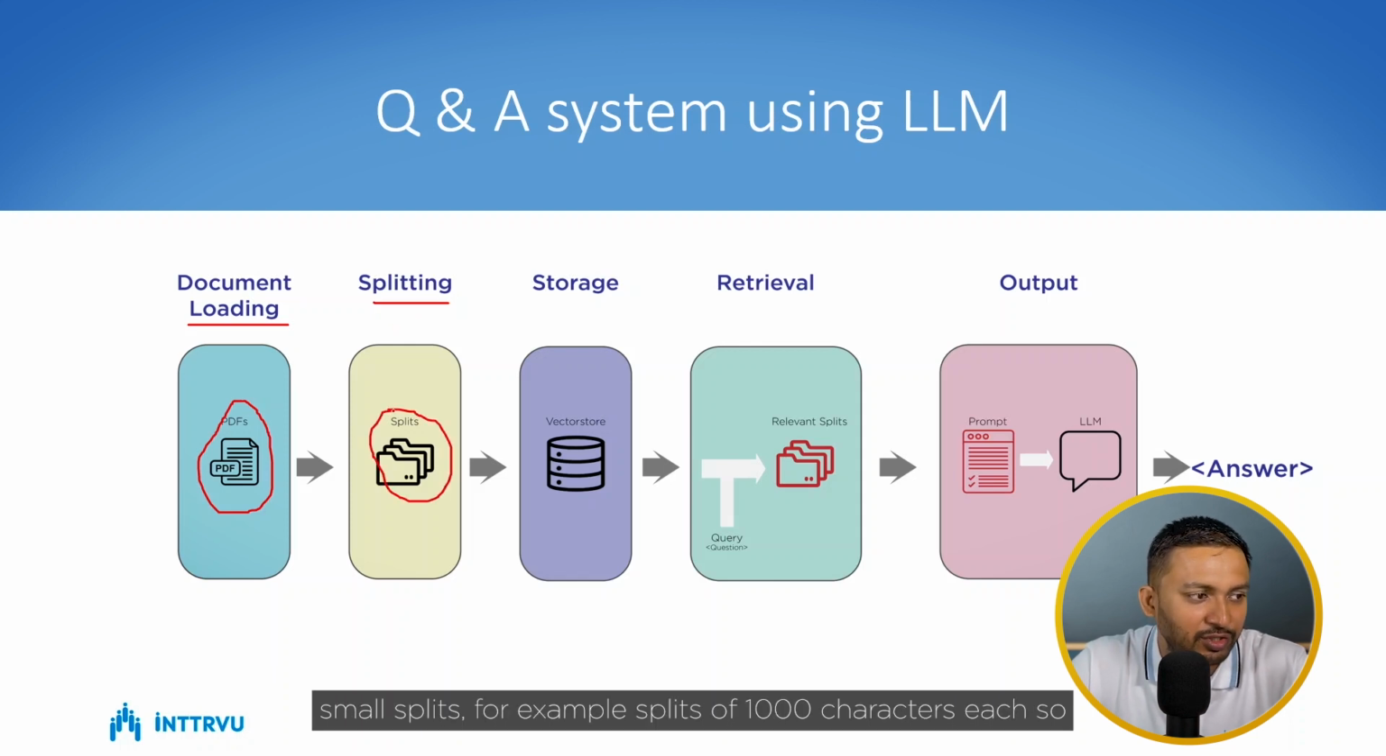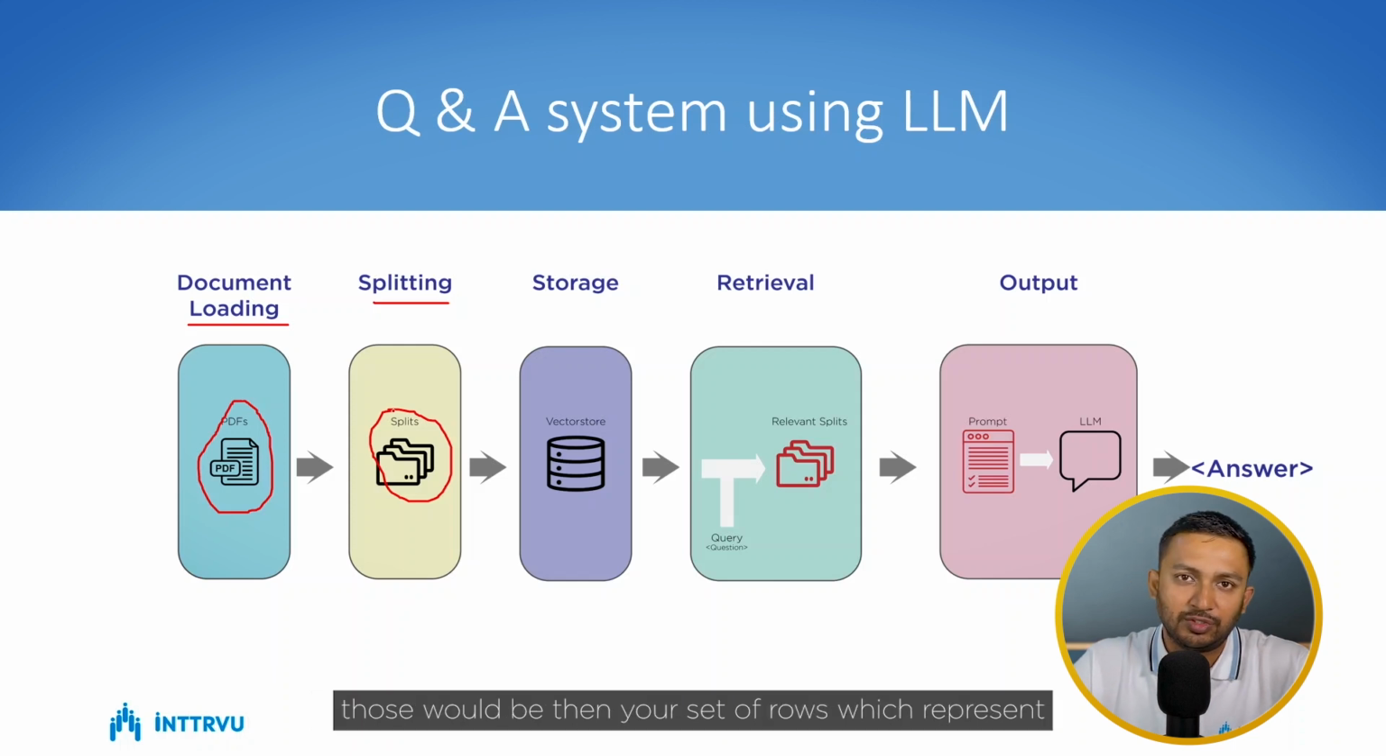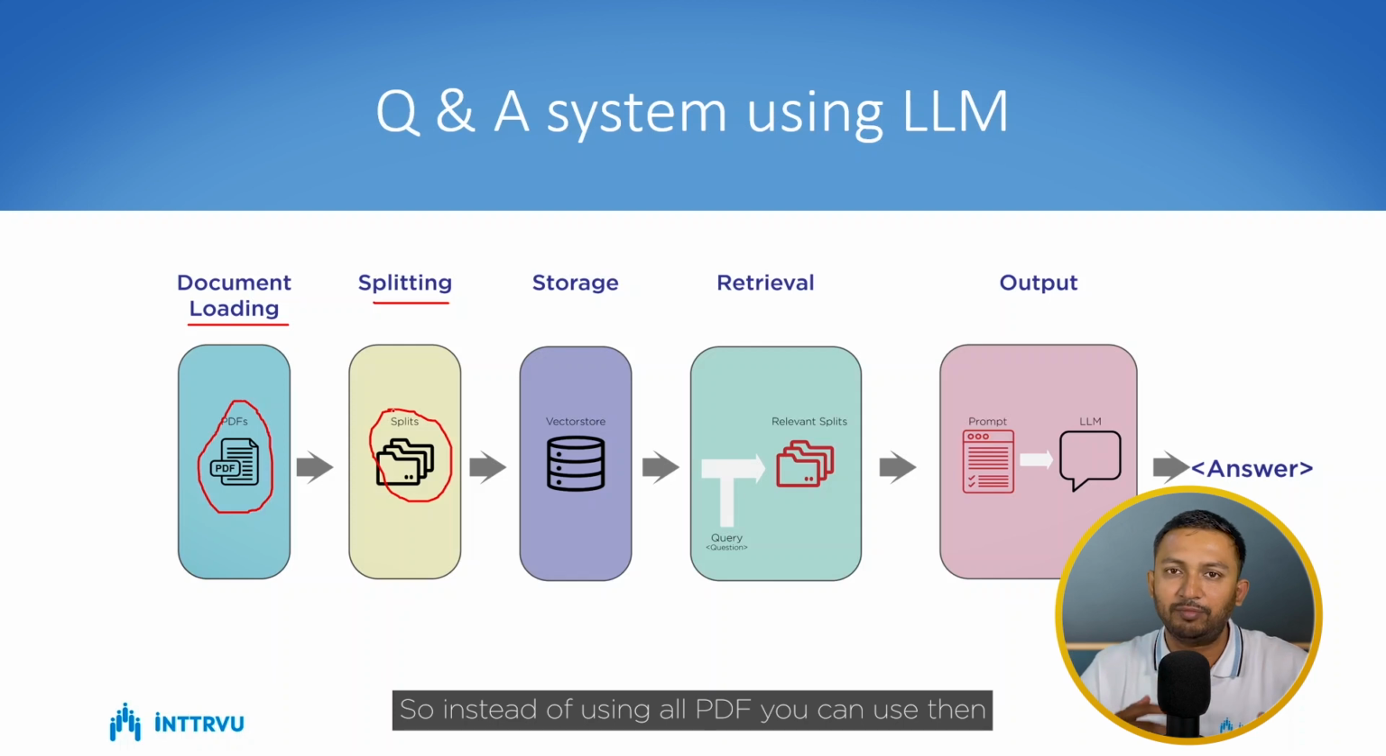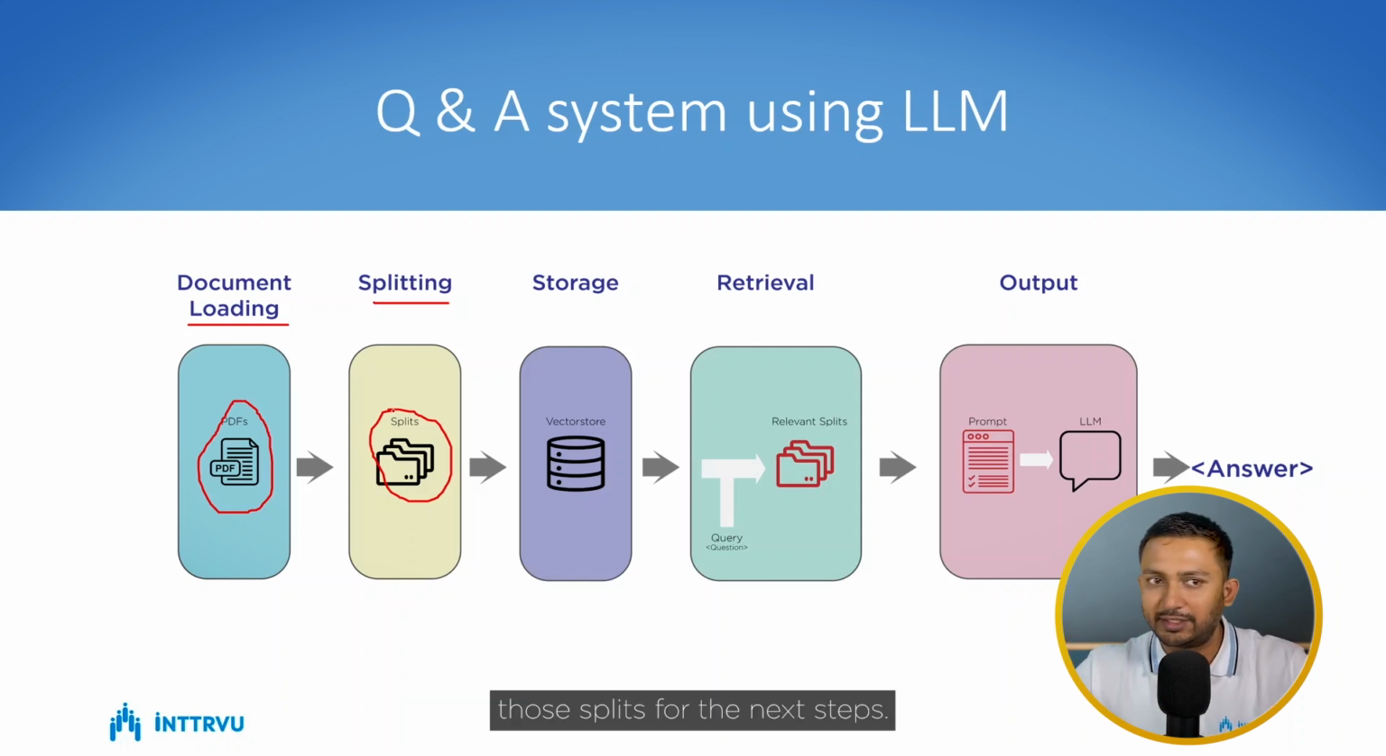For example, splits of 1000 characters each. Those would then be your set of rows which represent each split. So instead of using the whole PDF, you can use those splits for the next steps.